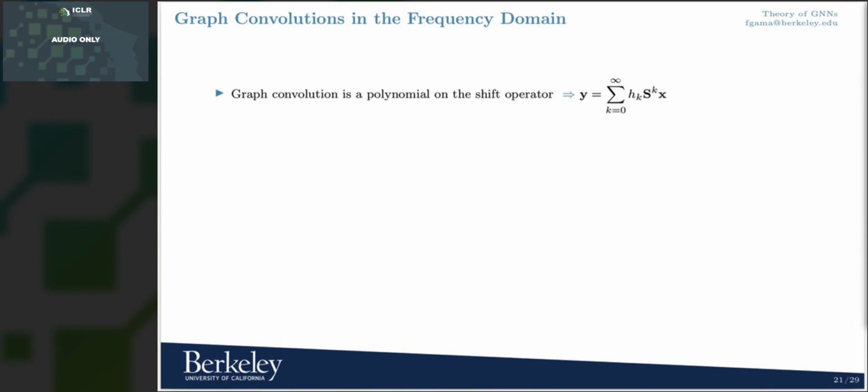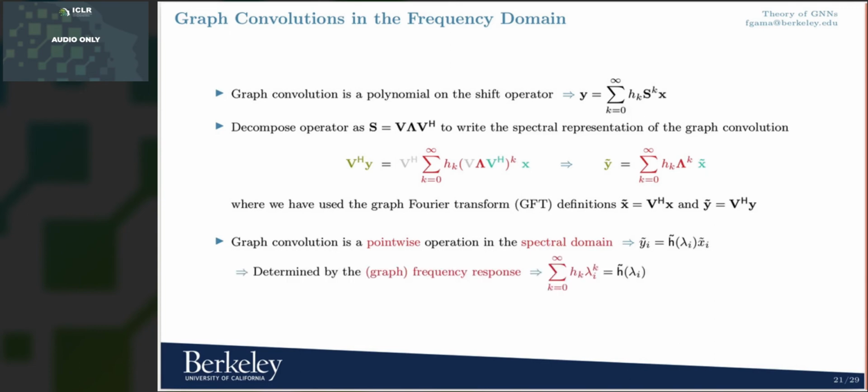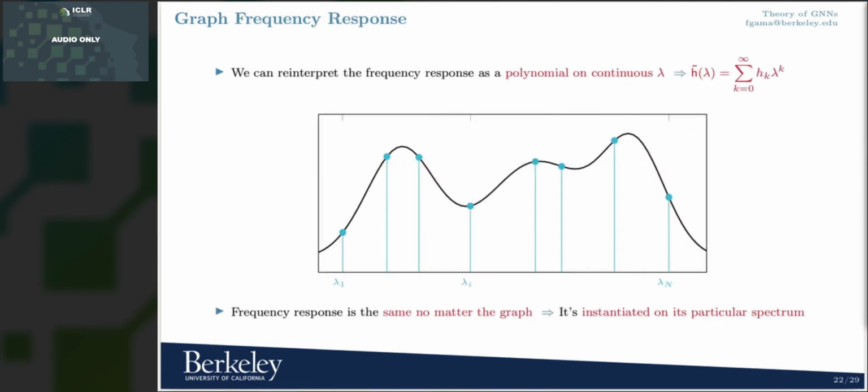A graph convolution is a polynomial on the support matrix. We can decompose the support matrix S as V Lambda V Hermitian to write the spectral representation of the graph convolution as a projection of the input on the eigenbasis of S. We see then that the graph convolution is a pointwise operation in the spectral domain due to the diagonal nature of the matrix Lambda here. This operation is determined by the graph frequency response, which is a polynomial on each eigenvalue lambda_i with the same filter taps h_k. We can reinterpret the frequency response as a polynomial on continuous lambda.